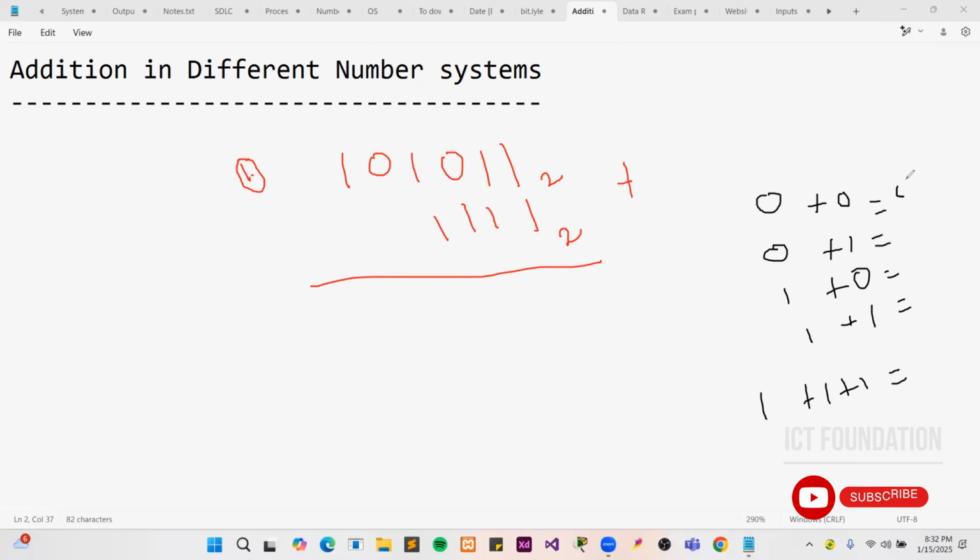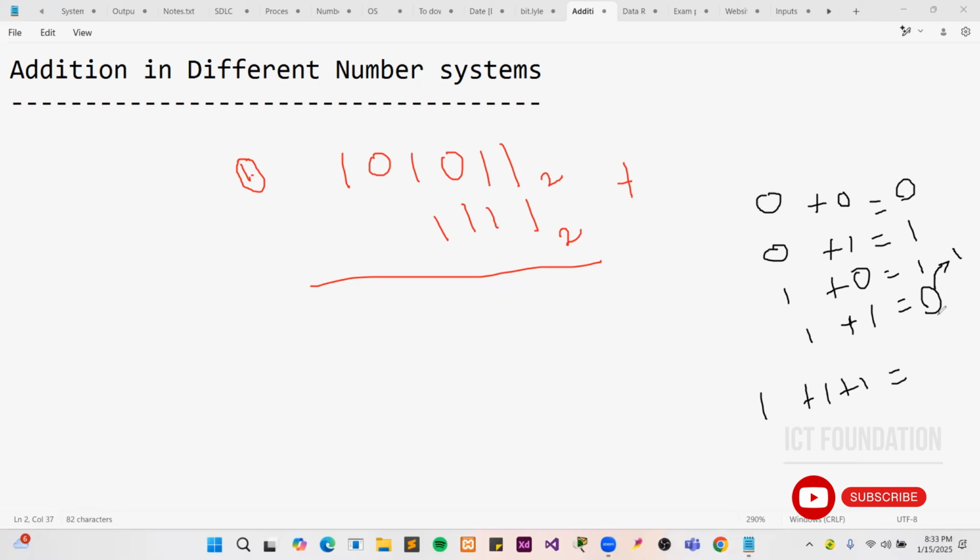0 plus 0 means 0. 0 plus 1 means 1. 1 plus 0 also 1. Once you are having 1 plus 1, you can write 0. But the thing is, you have to add the remainder with the previous one.